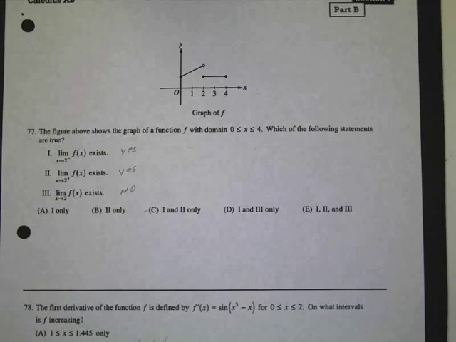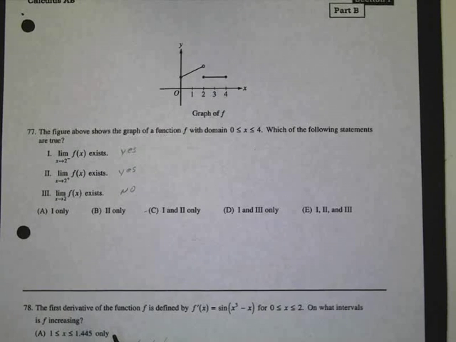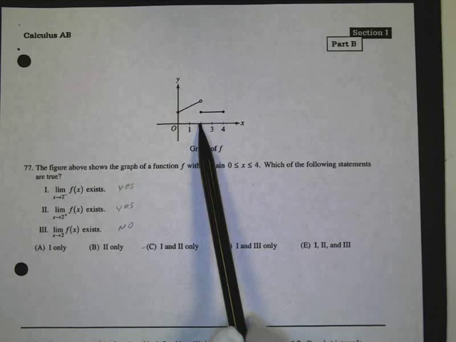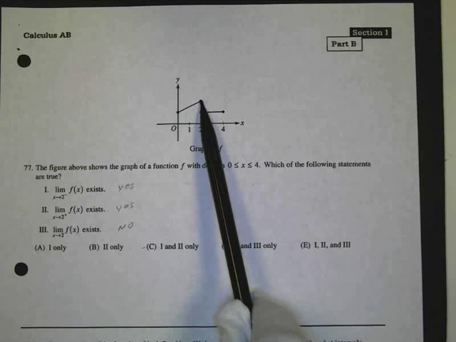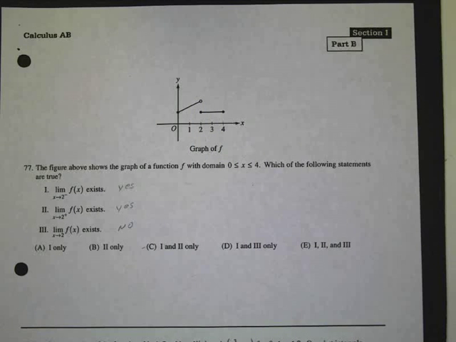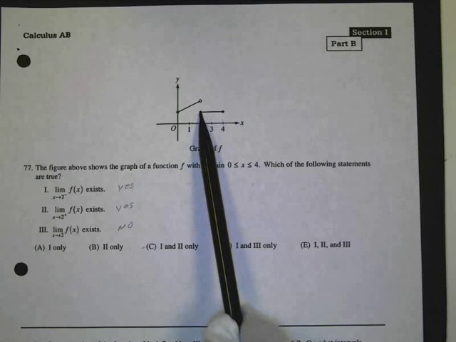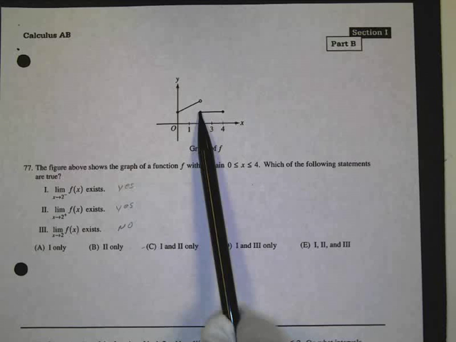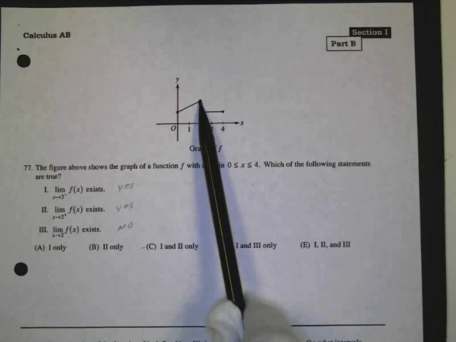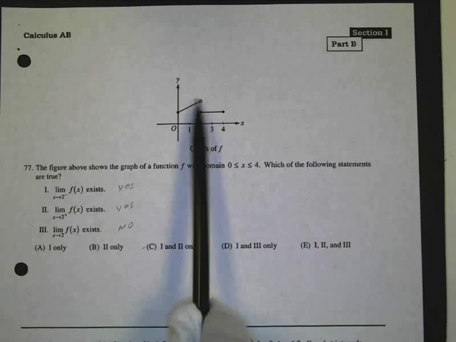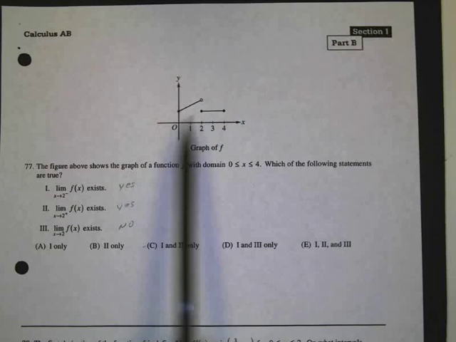Okay, number 77. The figure above shows a graph of f with a domain between 0 and 4. Which of the following statements are true? Does the limit as x approaches 2 from the left exist? Yes, as I approach 2 from the left, it does exist. And the limit as x approaches 2 from the right, from the positive direction, does that exist? Yes, that does exist. So that's true. We do have a left limit and we do have a right limit.